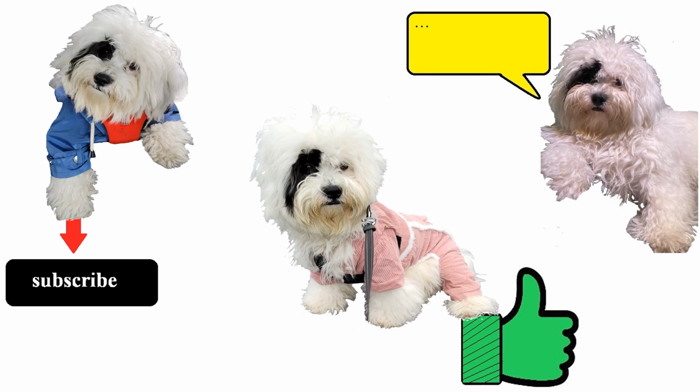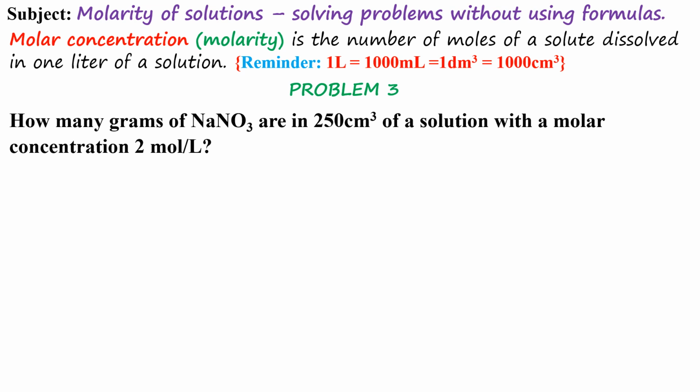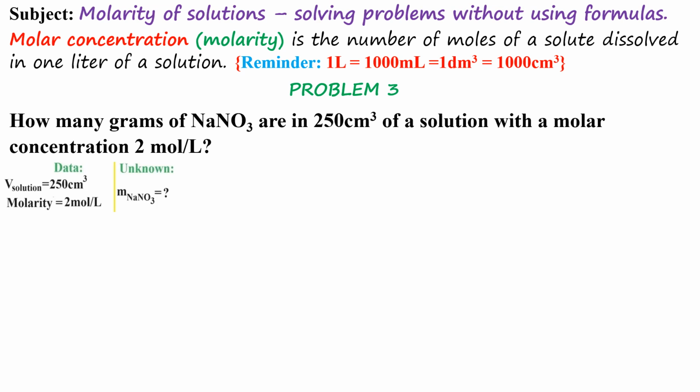And now, let's go to problem number 3. How many grams of sodium nitrate are in 250 cubic centimeters of a solution with a molar concentration 2 mole per liter? Let's start by writing down what we know and what we need to calculate in this problem. We know already the volume and molarity of the solution, and we are looking for weight of sodium nitrate.